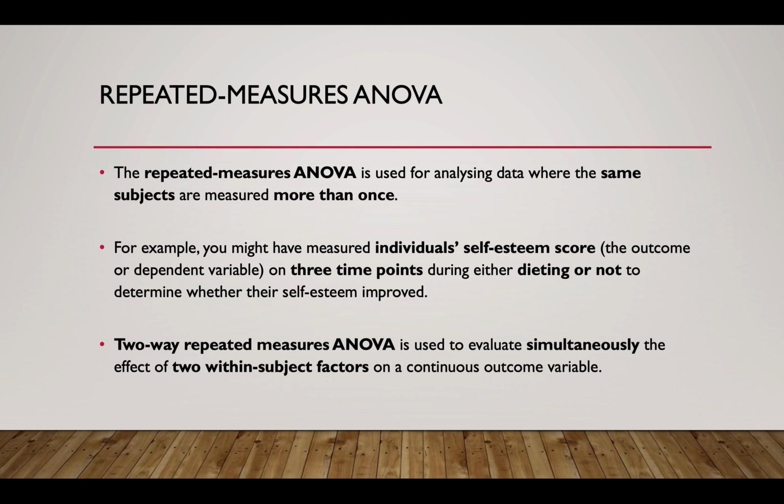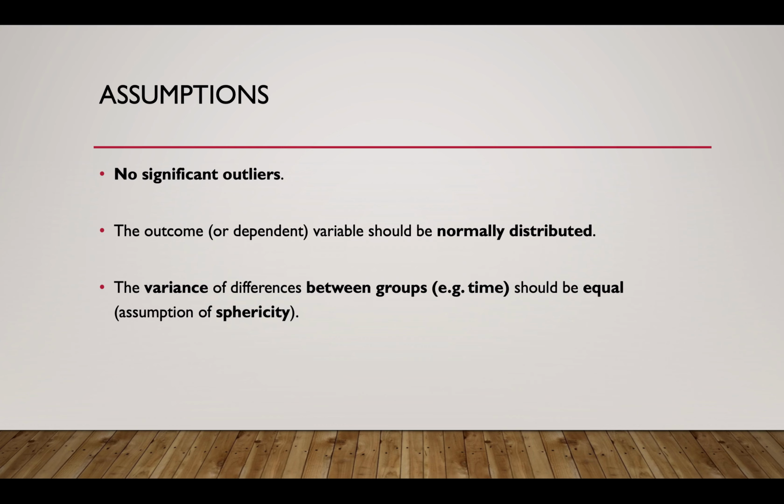A two-way repeated measures ANOVA is used to evaluate simultaneously the effect of 2 within subject factors on a continuous outcome variable. So in the example above, our 2 within subjects factors would be time and either dieting or not. The assumptions of a within subjects ANOVA are that there are no significant outliers, that the outcome or dependent variable is normally distributed, and that the variance of differences between groups should be equal.